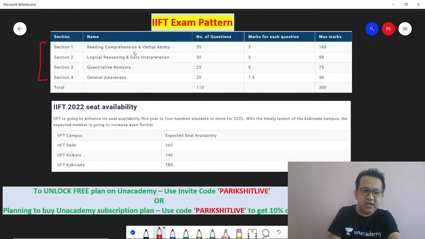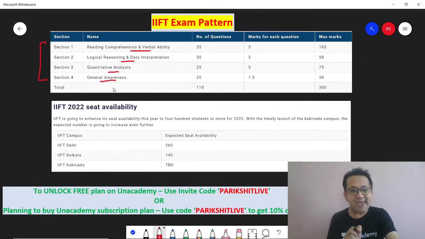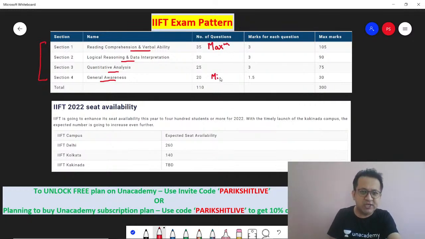The first section is RC and verbal ability, followed by LRDI, then quants, and then general awareness. I'm going to talk about what extra portions you will learn in these sections compared to your CAT exam. But before that, look at the number of questions. Maximum weightage is for RCs and verbal ability in the IIFT exam, and the minimum weightage is for GK, general awareness. The second highest weightage is LRDI, followed by quants.